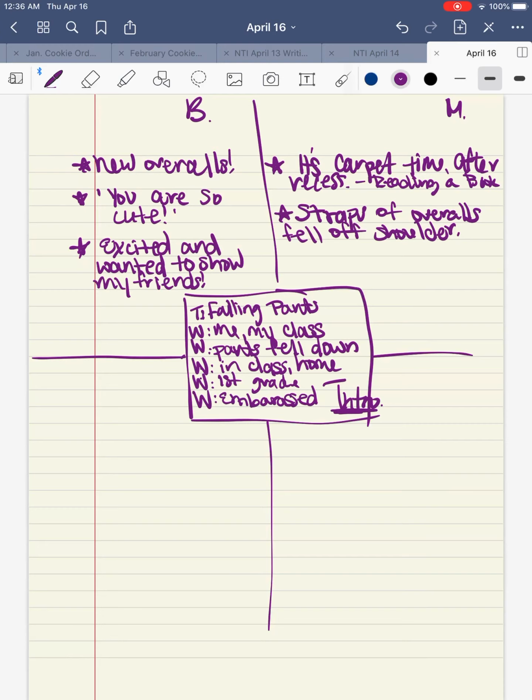Okay. And, I remember where I was sitting at carpet time. I was smack dab in the middle of the carpet. In middle. Okay. So that kind of gives you a little sensory detail about that. So my straps, my overalls fell off. Didn't think a thing about it. Reading time was over. I stood up. Guess what happened? Pants fell right down.